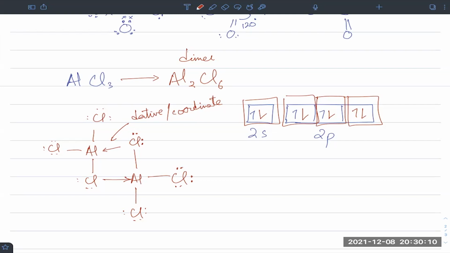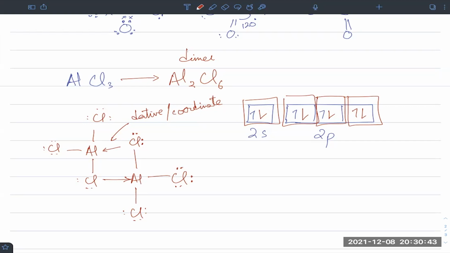What do you think will be the angle now? Earlier the angle was 120. What will the angle become now? 109.5, because now aluminium is tetrahedral. There are 4 bonds that it has made. And because of that 109.5, what about the density? Will the density increase or decrease? Sir, the density will increase.